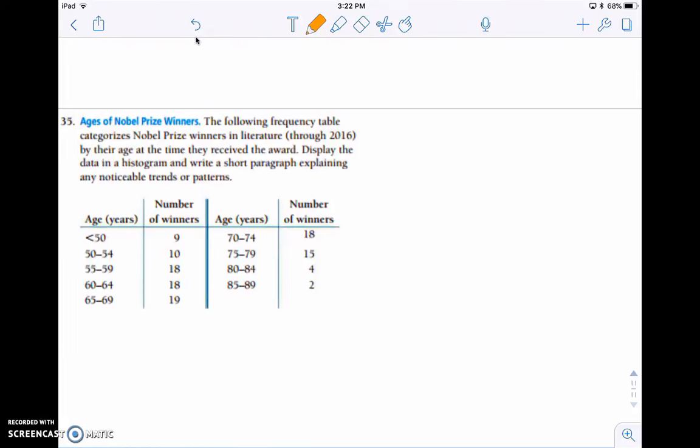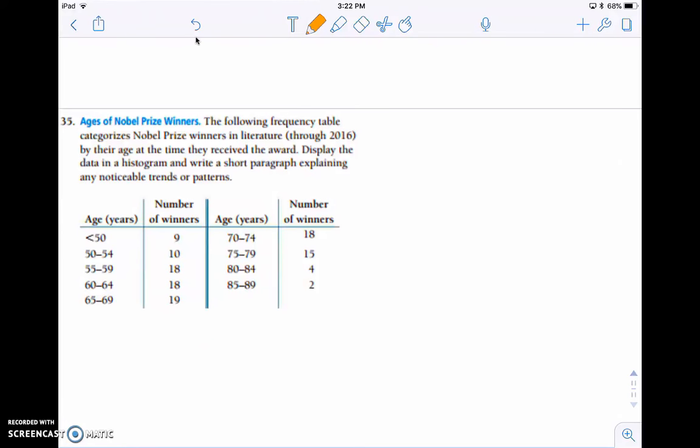Categorized Nobel Peace Prize winners in literature through 2016, and it's by their ages that they receive these awards. We want them displayed in a histogram, and then notice any patterns or trends that we see as we're looking at this.